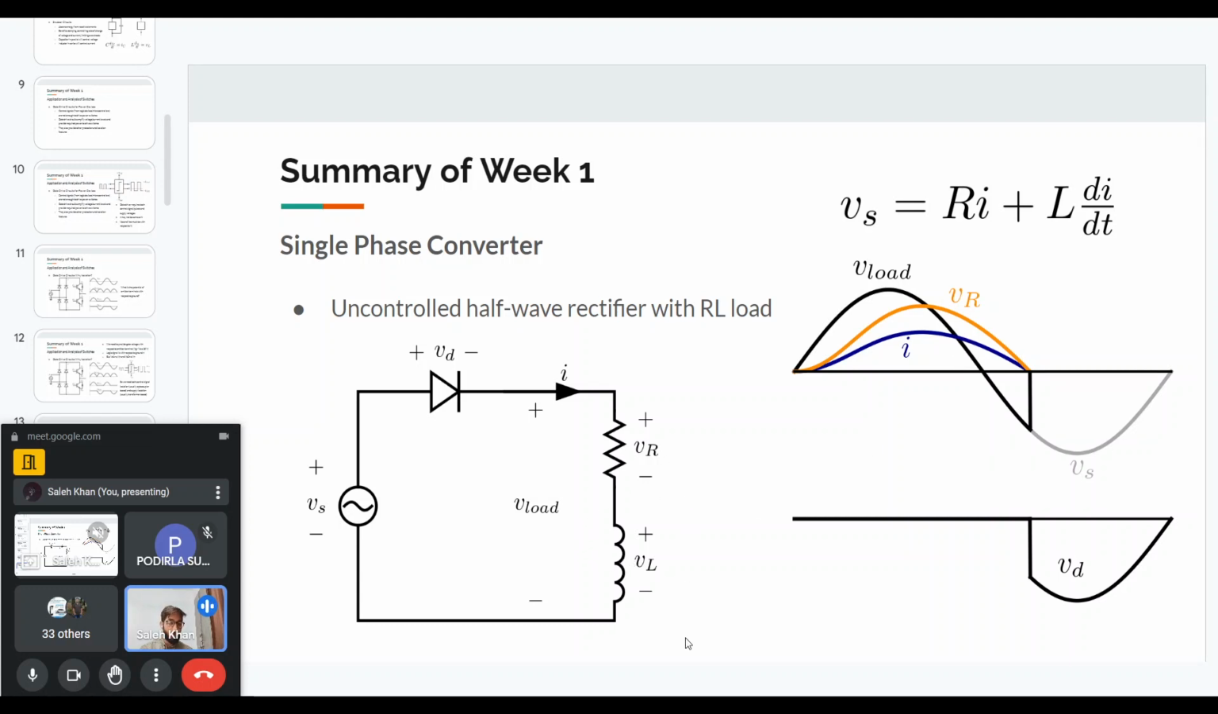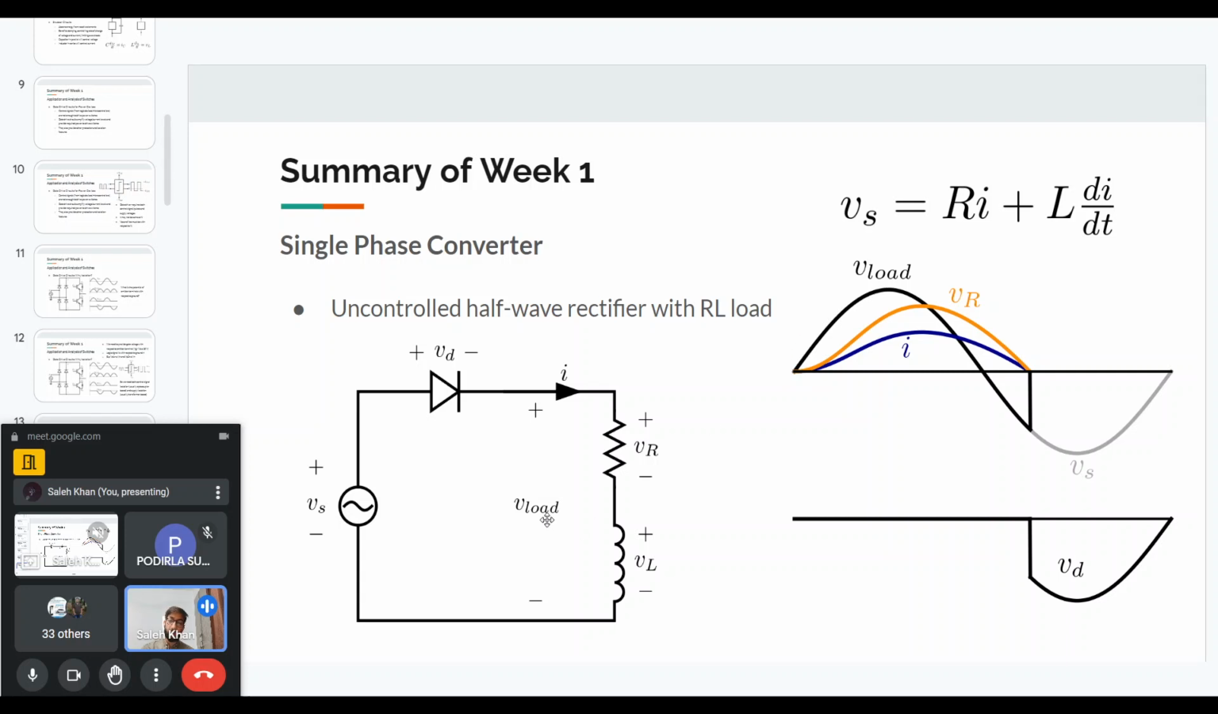But because it is an inductor, even though we see that the diode will be reverse biased, the inductor current cannot suddenly go to zero. It has some positive current here. The inductor current cannot suddenly go to zero. So that is why it will not allow the diode to get reverse biased. It will continue to pass current through the diode until the inductor current becomes zero.